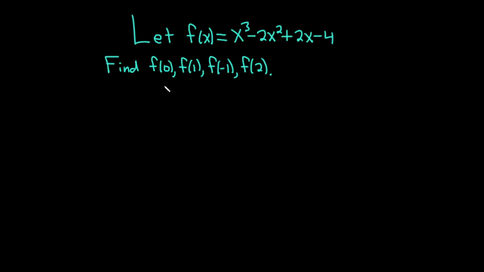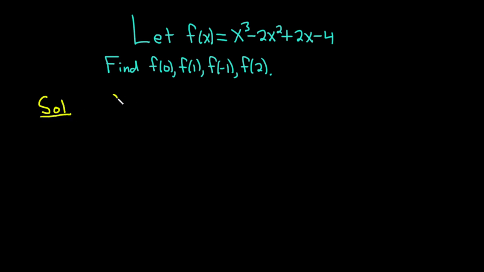In this video, we're going to do an example of evaluating a cubic function. Our function is f of x equals x cubed minus 2x squared plus 2x minus 4. And the question is to find f of 0, f of 1, f of negative 1, and f of 2. Let's carefully work through this solution.